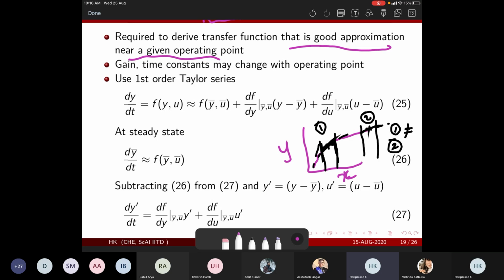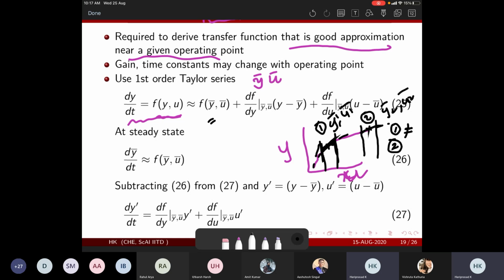So when you linearize an ODE dy/dt equal to f of y comma u, you are linearizing at a point, y bar u bar. So let's say if I write this as u. I will call this point y1 bar u1 bar. This point may be y2 bar and u2 bar. So this is the operating point linearization done at y bar u bar for a general point.